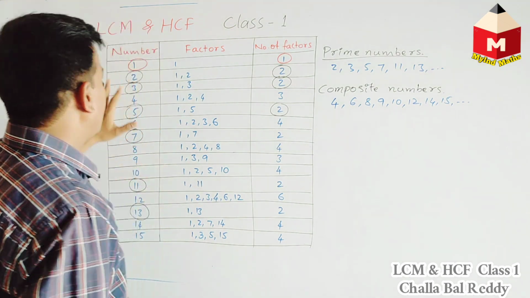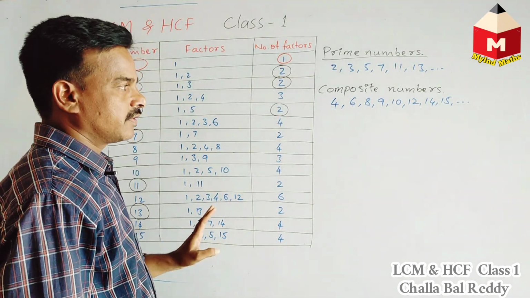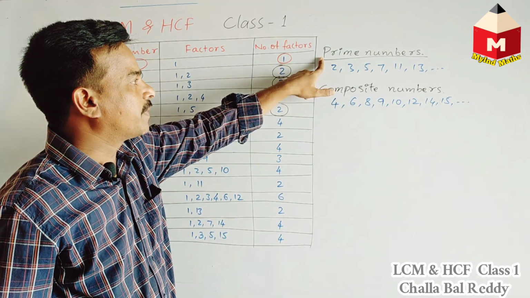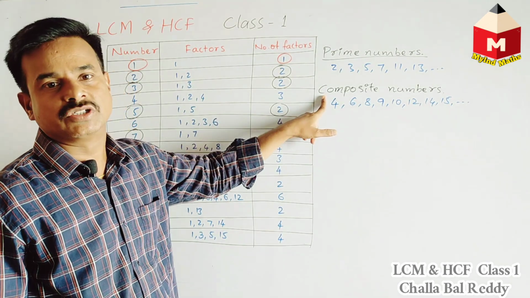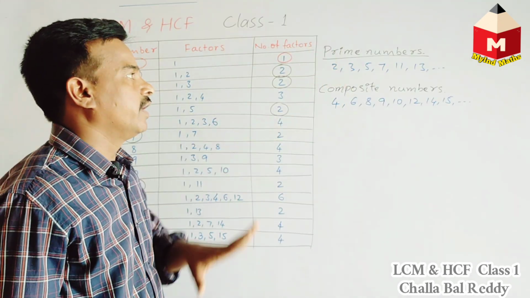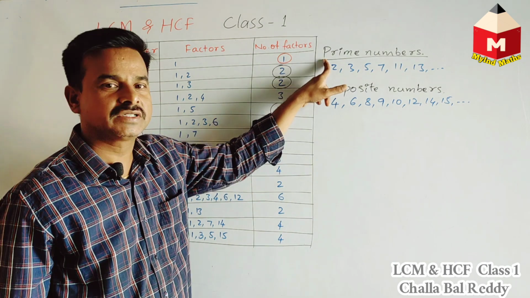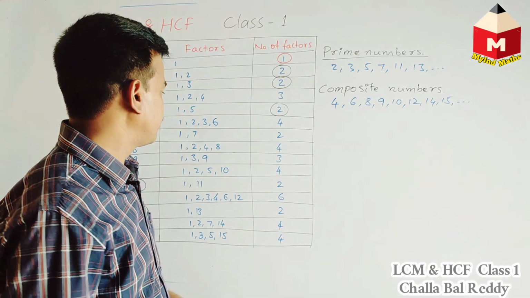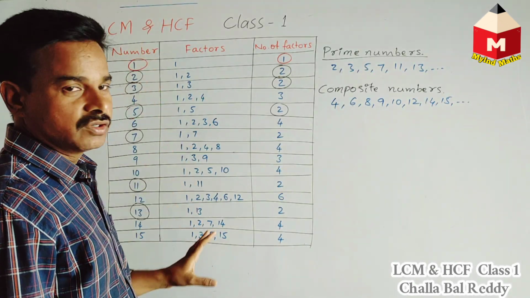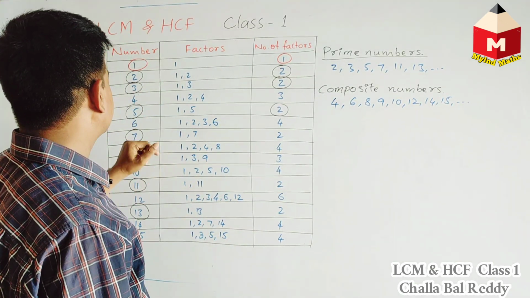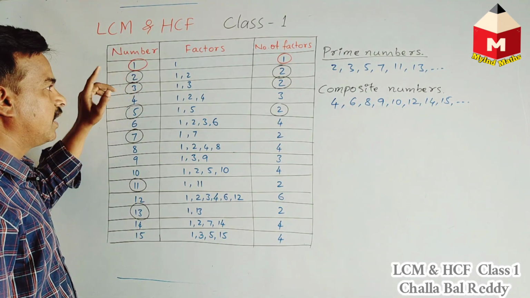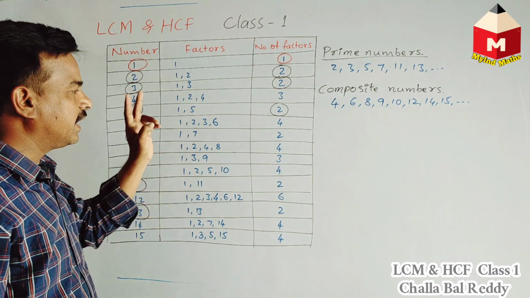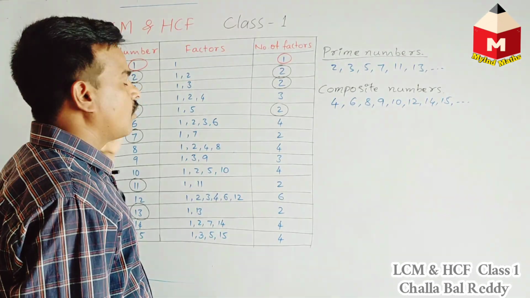Okay, so by using these factors, we can classify the natural numbers into two classifications. One is prime numbers and another one is composite numbers. These are very important, prime numbers and composite numbers. Prime numbers have only two factors, composite numbers have more than two factors. And also we can observe from this table that every number has at least two factors except one.